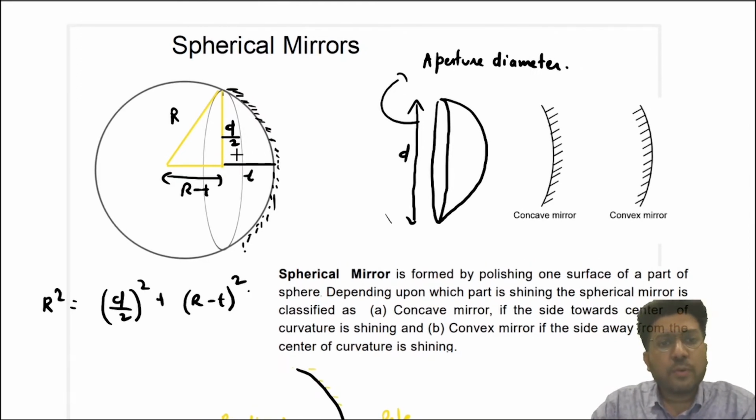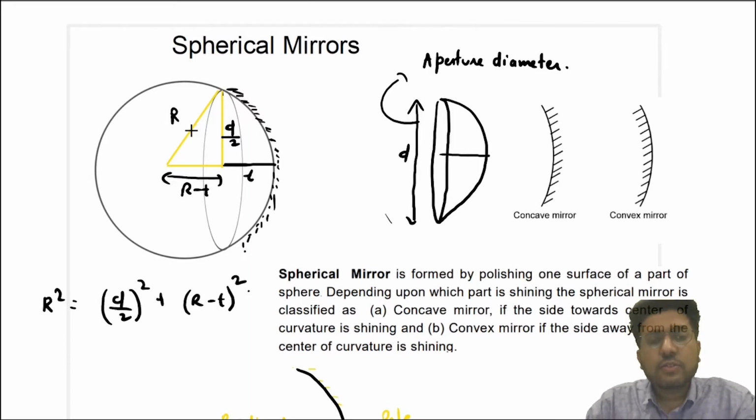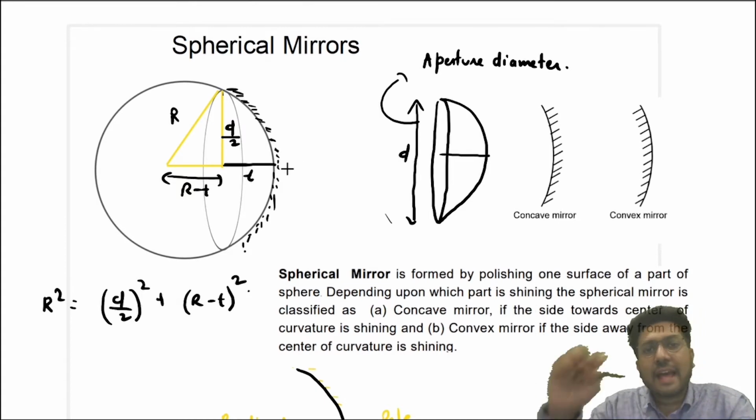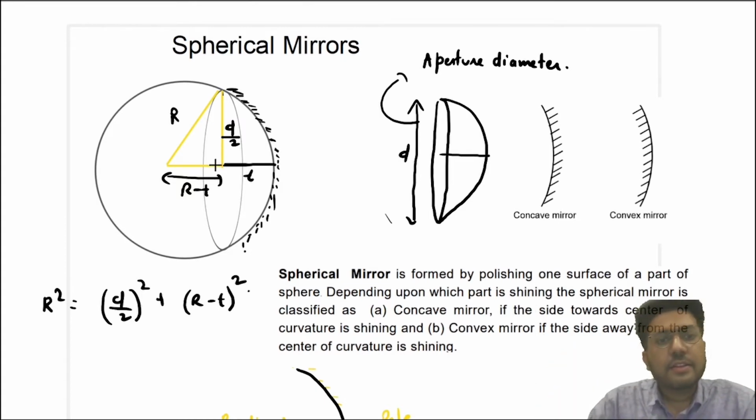Now suppose they have given you the thickness of the mirror, the aperture diameter, and the radius. So what is the relation between the radius, the thickness of the mirror and the aperture diameter? Suppose this is the thickness T and this whole distance is R, because this is the center of curvature, so this distance has to be R. If this is T and this is R, this has to be R minus T.